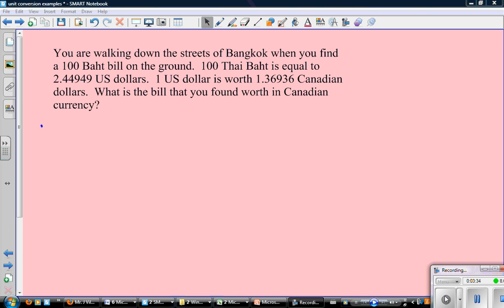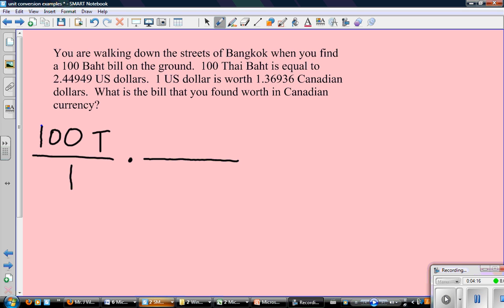So again, you may have your own system for doing this, but the way that I would approach this, I'd start with my quantity or my given value. So in this case, it's 100 Thai baht. That would be 100, and I'll just call it T for a variable. Now I'm going to put that over 1, just to make my life easier. And then it gives you some values. So it tells you that 100 Thai baht is equal to 2.44949 US dollars.